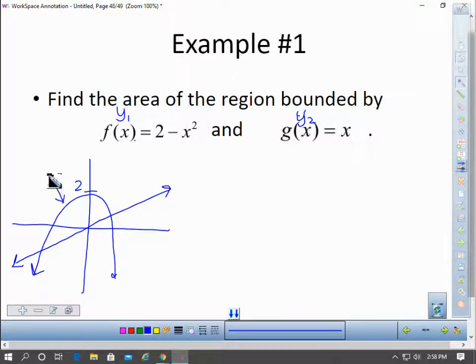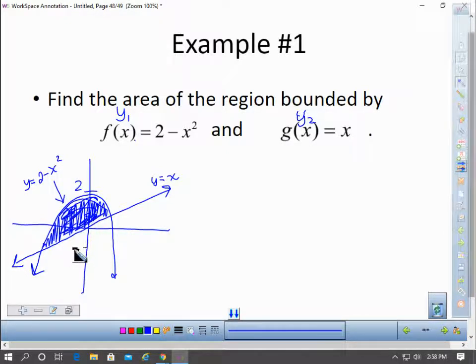So that's the diagonal that goes through the first and third quadrants. So this function is the 2 minus x squared. And then my line is the x, the y equals x line. So this is y equals 2 minus x squared, and this is the line y equals x. I want the area between these two. All right, so I want that little half a heart there.